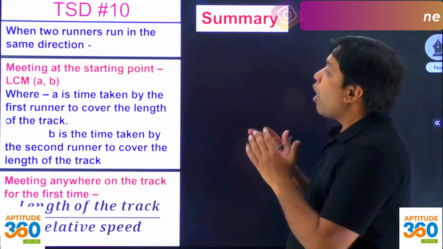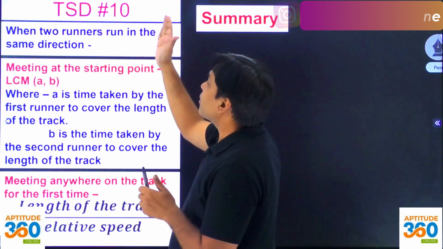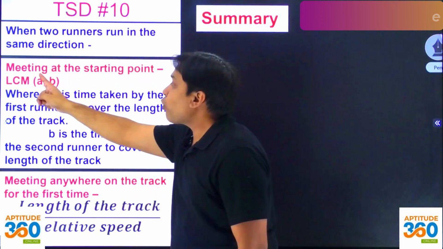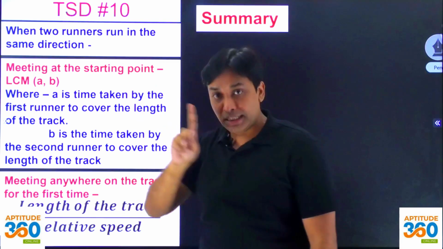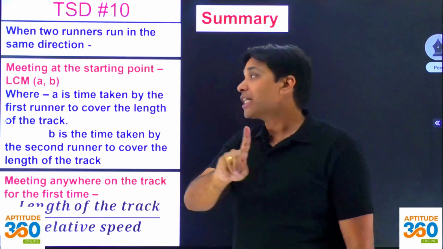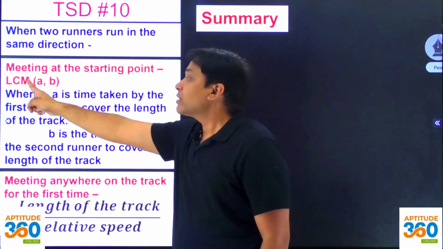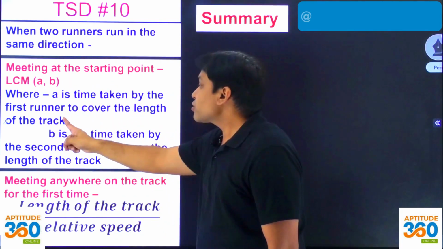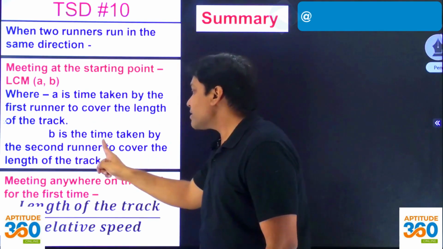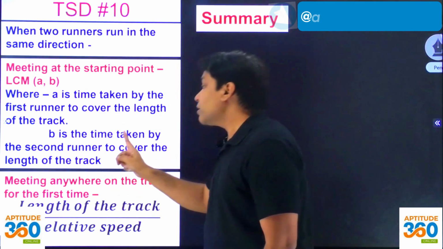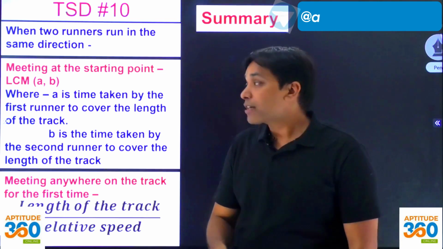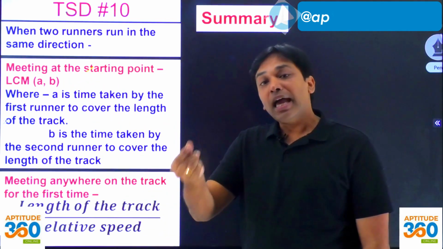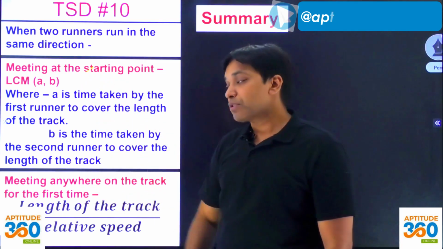So when 2 runners are running in the same direction, then if you want them to meet at the starting point for the very first time, this is going to be LCM of A and B. And what is A and B? A is the time taken by the first runner to cover the length of the track, whereas B is the time taken by the second runner to cover the length of the track. So for the very first time, they will be meeting at the LCM of these 2 individual times.